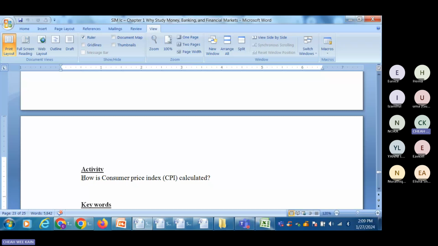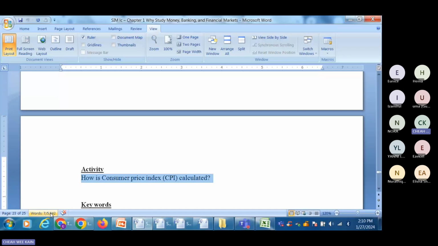How is the consumer price index calculated? What is a consumer price index? So the word is consumer. It means for us, not for business. What's the price index? A price index is actually a number that shows compared with previous year or compared with last month or 6 months ago, whatever comparison that shows the price goes up or goes down.